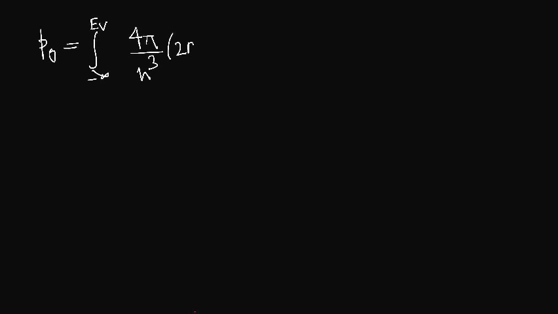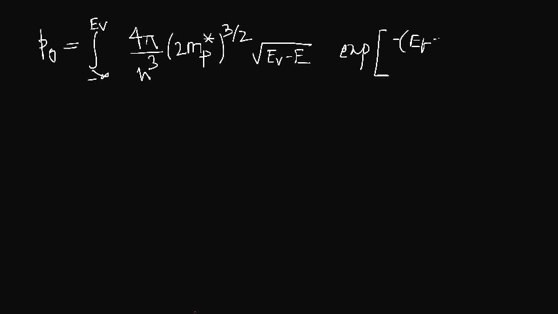This is twice of mp star, the effective mass of hole, to the power 3 by 2, square root under EV minus E, exponential to the power of the distribution function, which is minus EF minus E divided by KT, dE. So we will just mathematically simplify this.